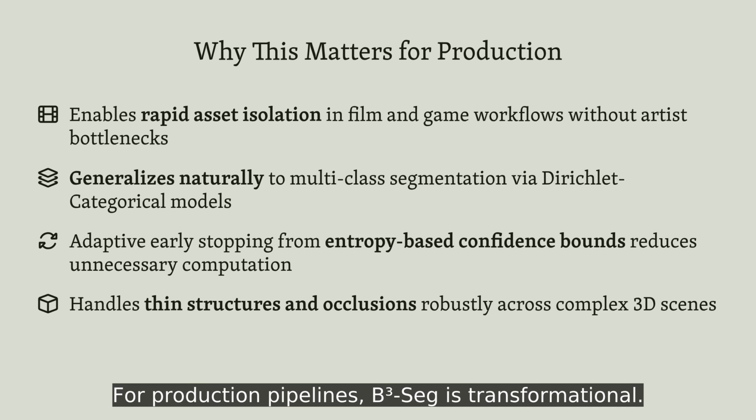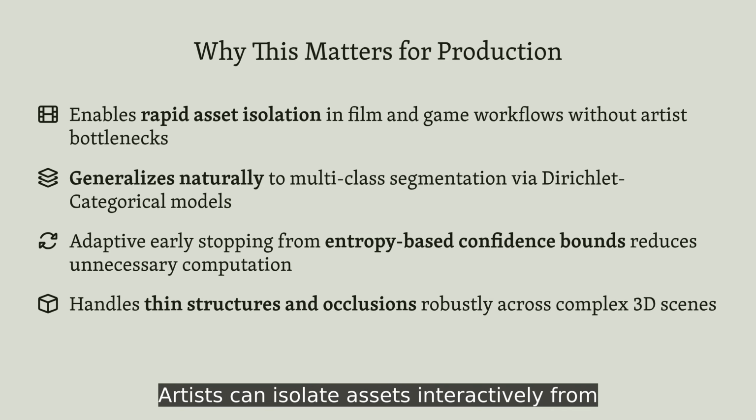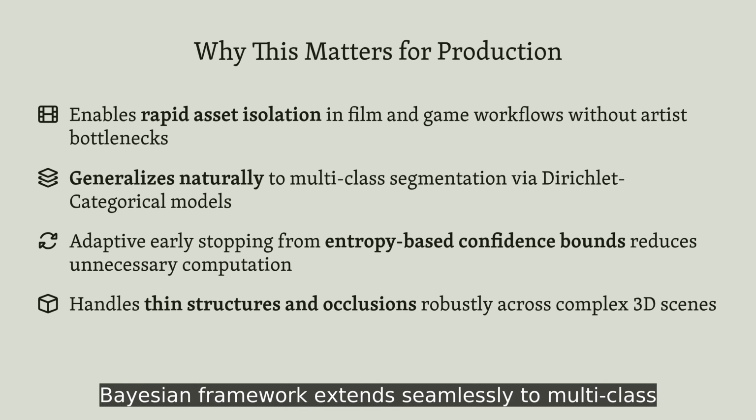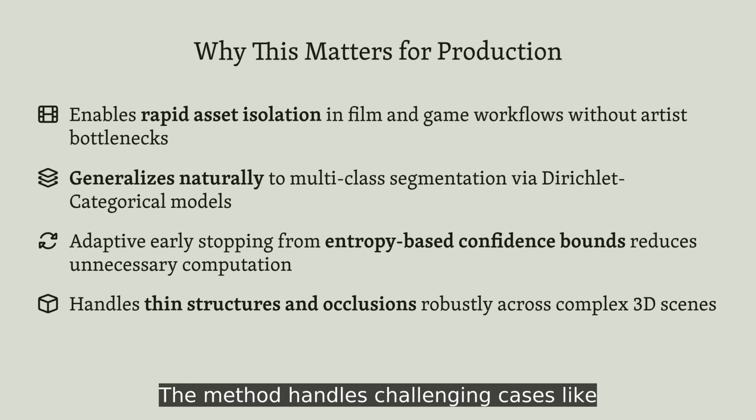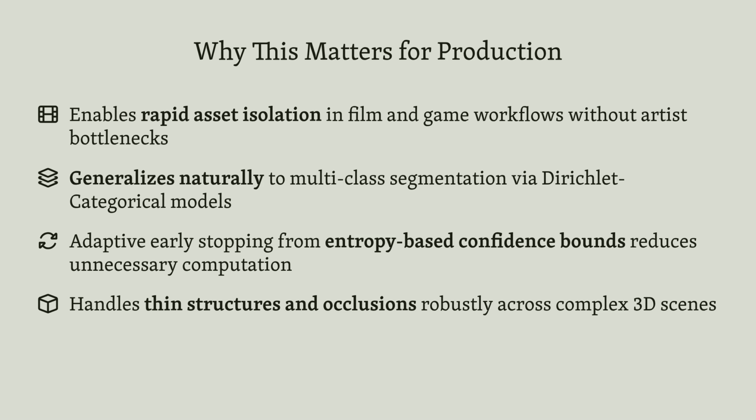For production pipelines, B³-Seg is transformational. Artists can isolate assets interactively from any viewpoint, without waiting for optimization or manually annotating training data. The Bayesian framework extends seamlessly to multi-class labeling, and entropy-based stopping rules terminate inference adaptively when confidence is sufficient. The method handles challenging cases like thin structures and occlusions, maintaining spatial coherence across views.